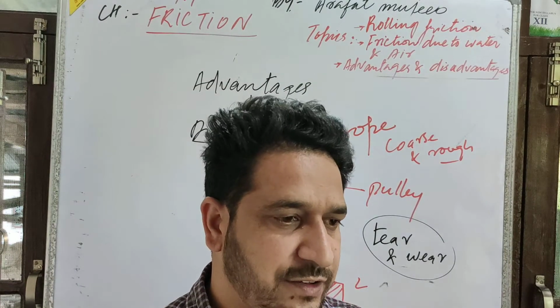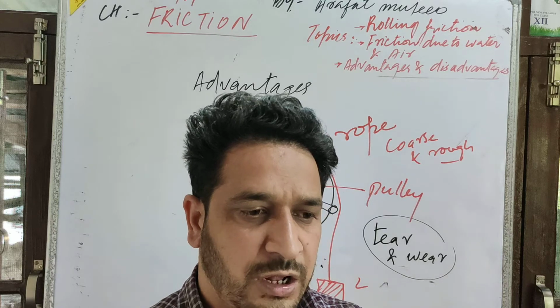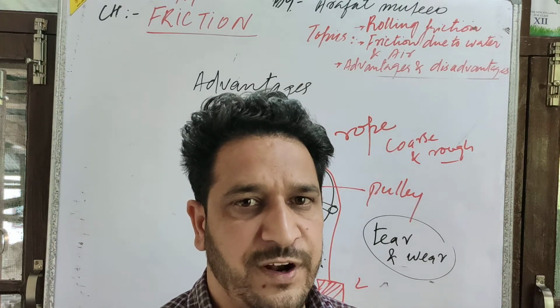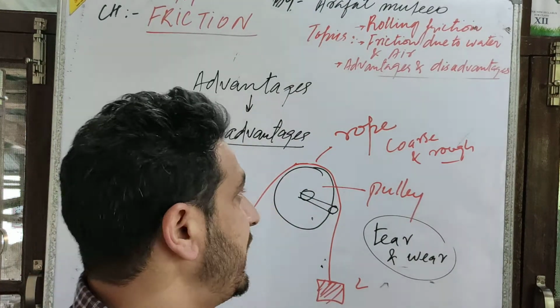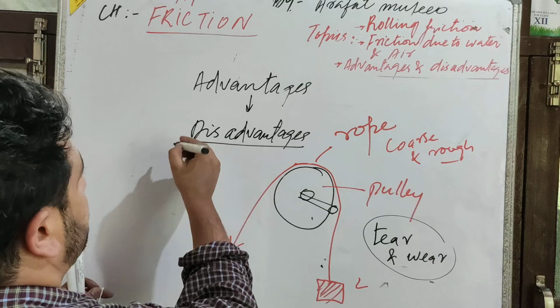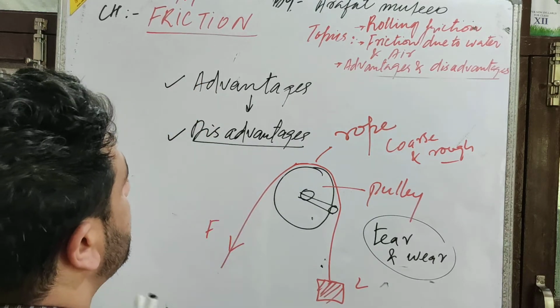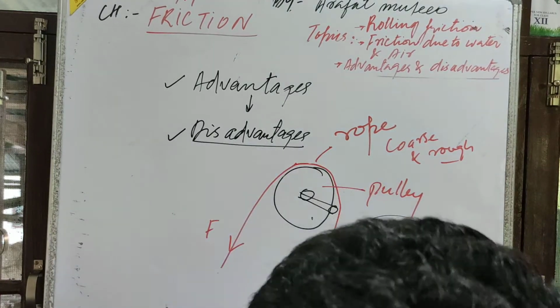In short we can say machines do not run properly. The machines are not operating functionally properly. With time they are degraded and destroyed. In this way friction has disadvantages, and friction also has advantages as well. We can see there are many.